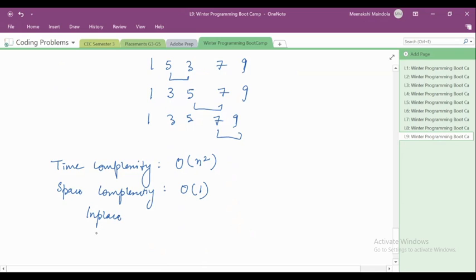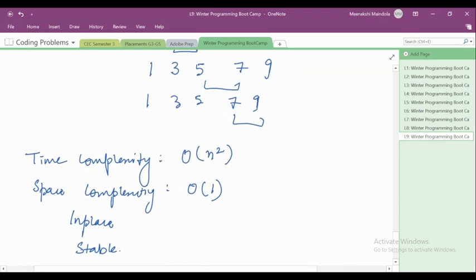And what about stability? We say yes, bubble sort is actually stable, which means that if two elements have the same key or same value, then they are going to appear in the same order as they are appearing in the original input array, right? So we say that it is stable as well.